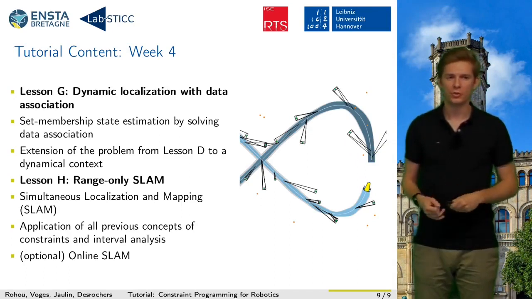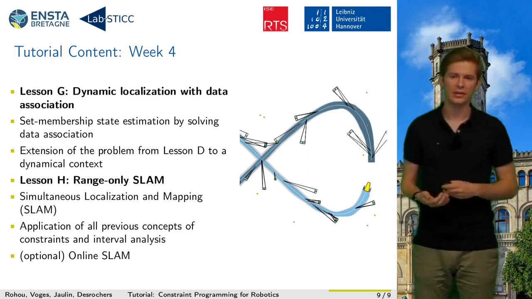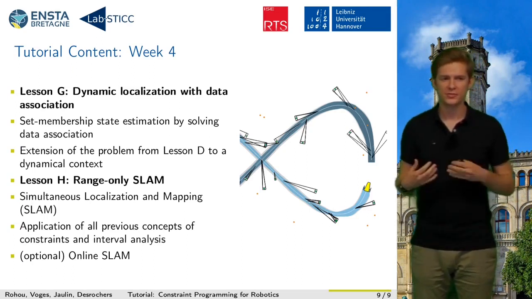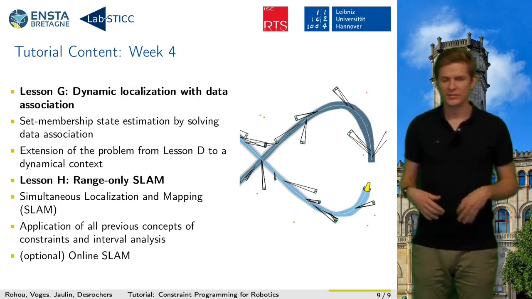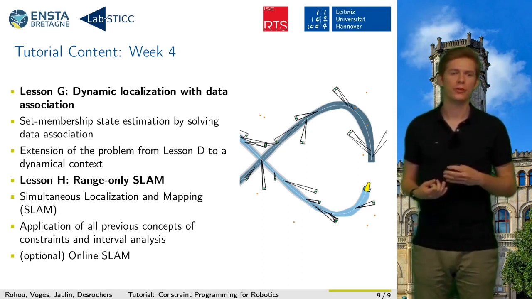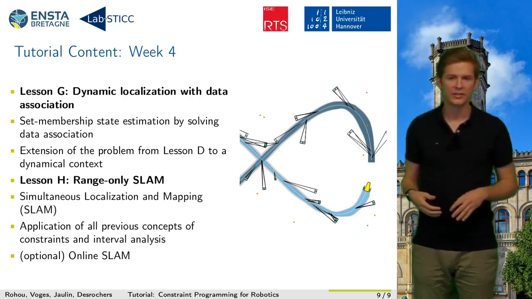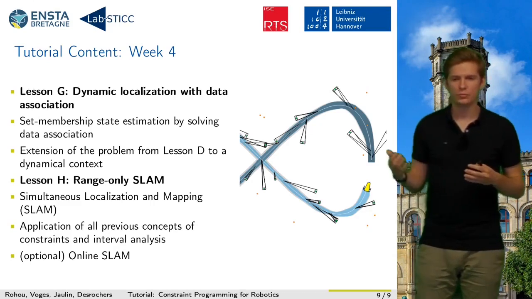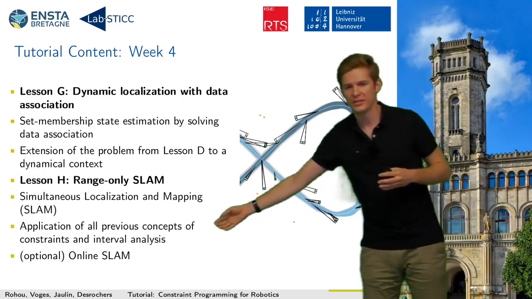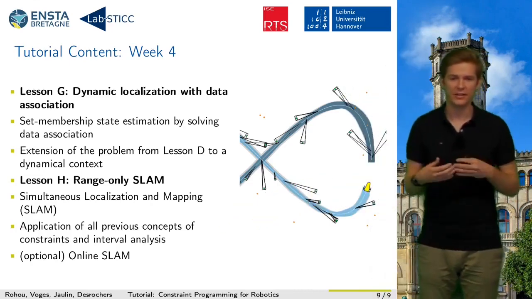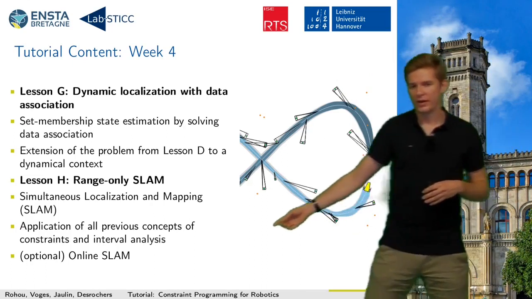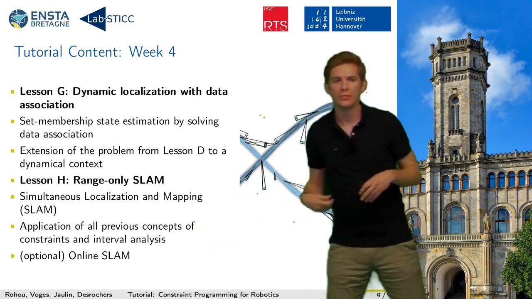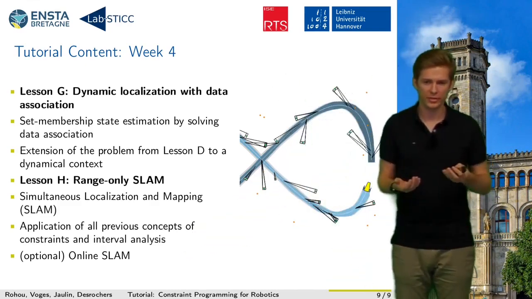So now we no longer know the position of landmarks, so we have to insert them into our own map once we see them, and if we see them later again, we can use them to improve our positioning. So this is a classic SLAM problem, and for this we will apply all learned concepts of constraints and interval analysis. Finally, if you want to do something extra, we also provide some explanations for an online SLAM algorithm, so doing this online while moving on a real robot.